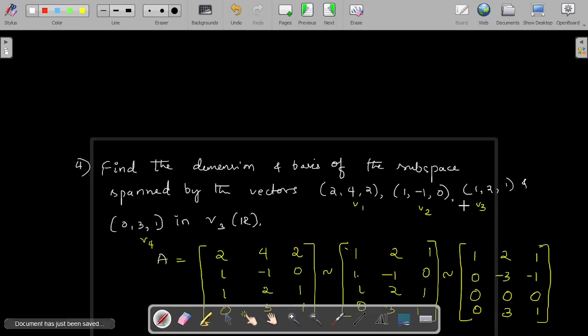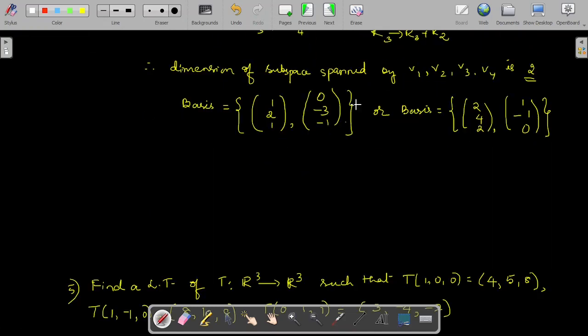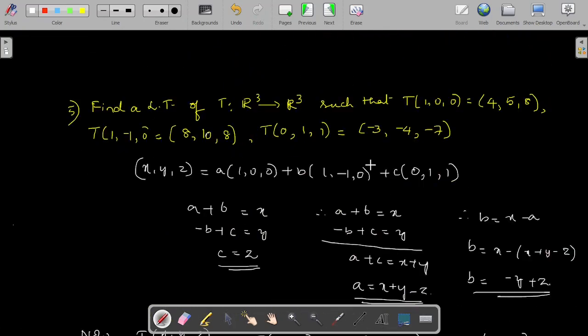Or else, the first two rows are non-zero. Therefore, the first two vectors in the given set, 2, 4, 2 and 1 minus 1, 0, because those two are the vectors in the first two rows, are linearly independent. The vectors corresponding to the first two rows are linearly independent. Hence, they can also form a basis. Either this or this, anything is fine. So the first two vectors 2, 4, 2, 1 minus 1, 0, that set is also a basis of the vector space.